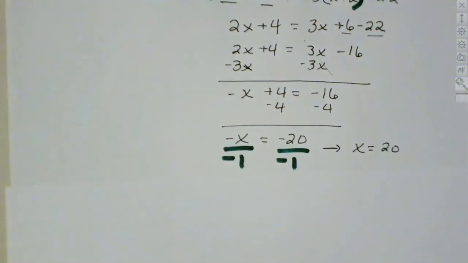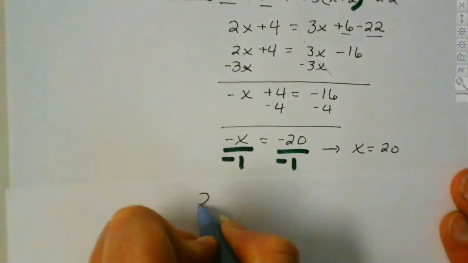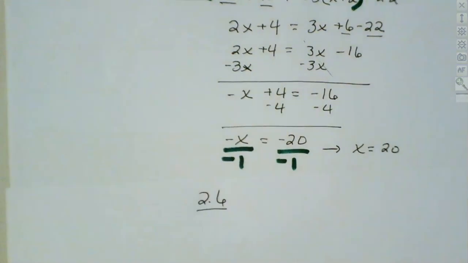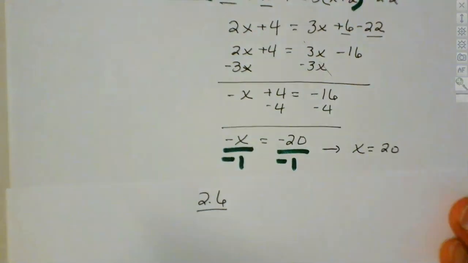Okay, so we're going to now be looking at 2.6. And let's look now at, how about question 42? We're going to start with question 42, and this is on page 153.